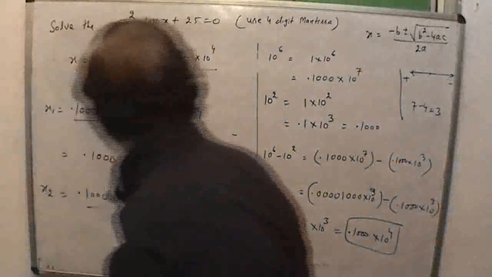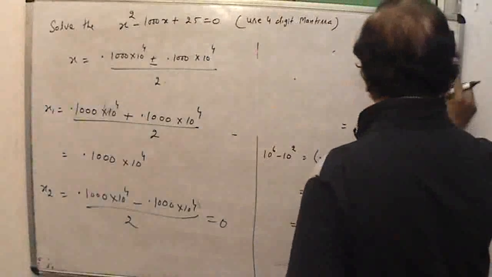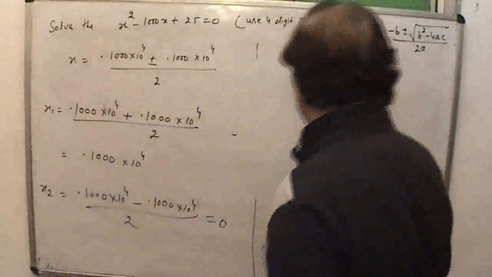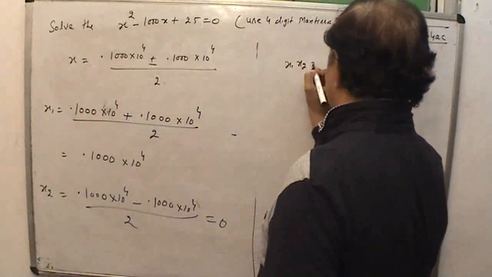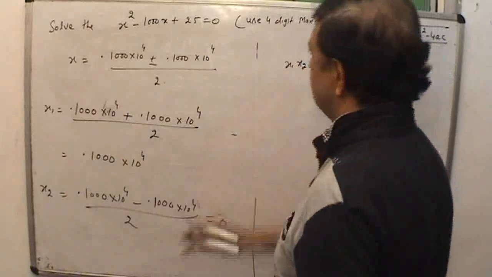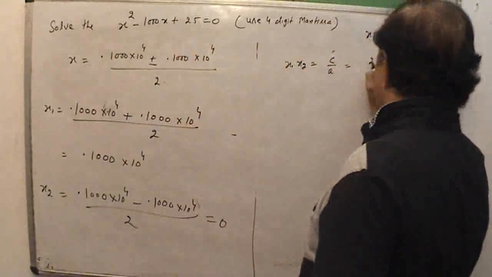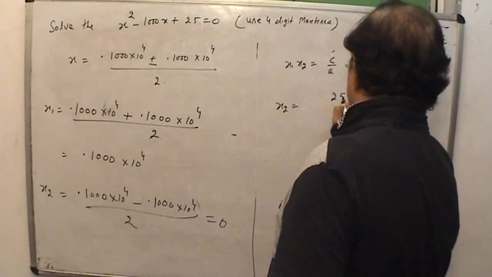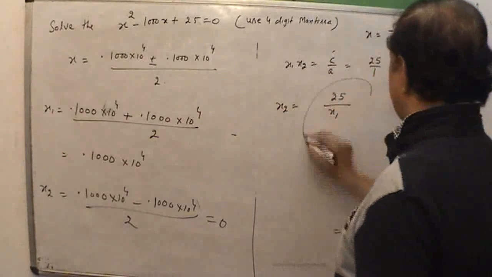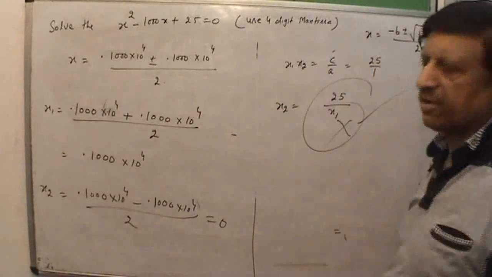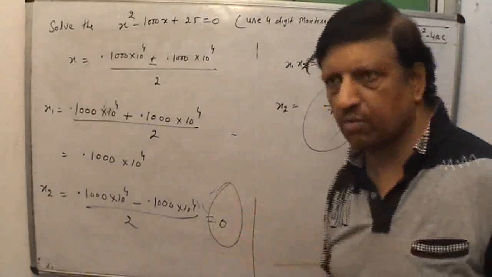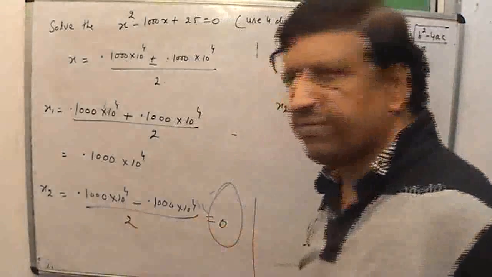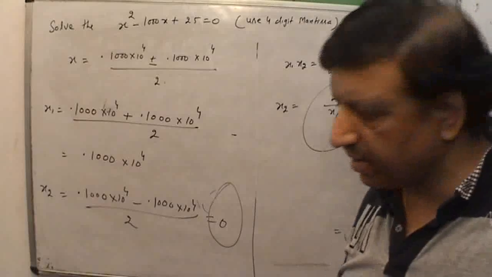Now to find the second root, we follow another method. The product of the roots x1 into x2 is equal to c upon a, that is 25 upon 1. We have to find x2. x2 is equal to 25 upon x1. Now here we put the value of x1, then we get x2. So we cannot consider this 0 as the root, because it is generated due to the close occurrence of the figures. It is the subtractive cancellation error produced.